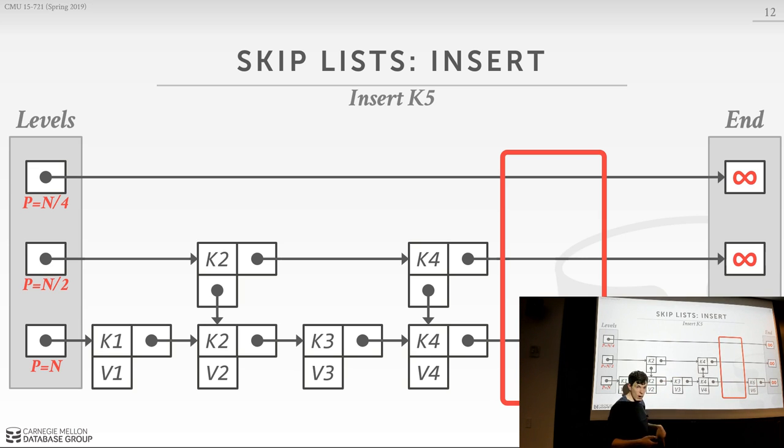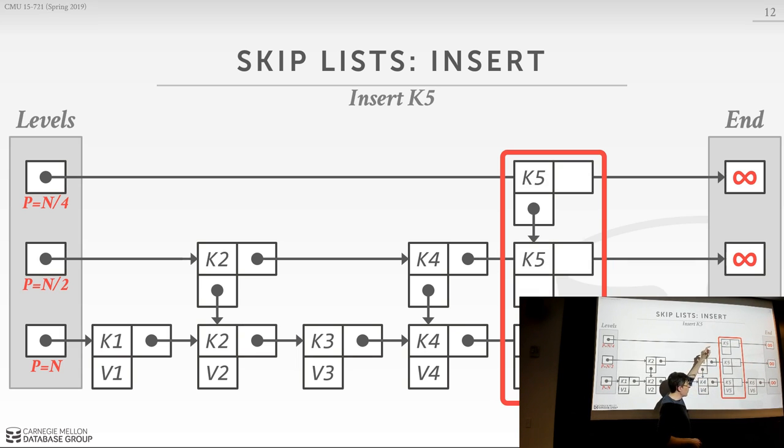So let's say we flip a coin once, we get heads, so we want to add it here. We flip a coin again, we get heads, and we want to add a node here. We flip it the third time, and we get tails, so then we stop. So our tower is going to have 3 entries here.